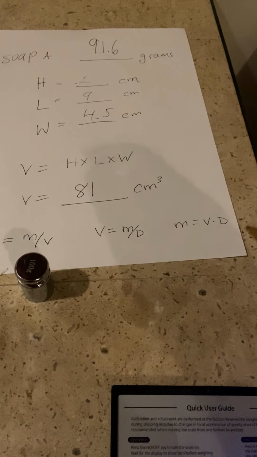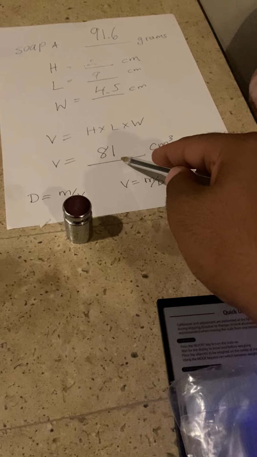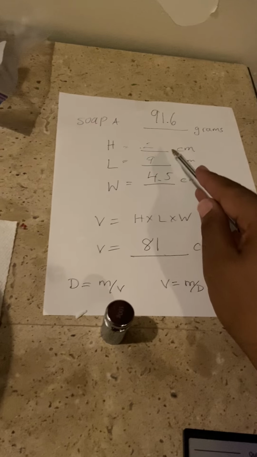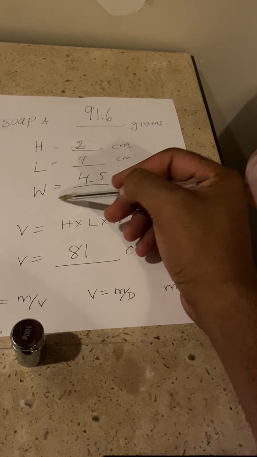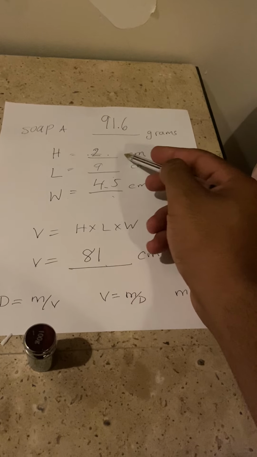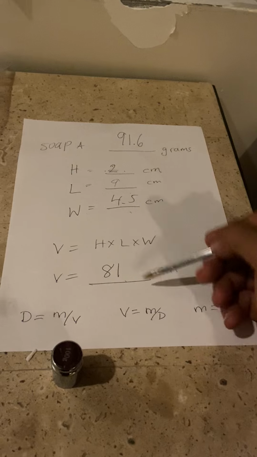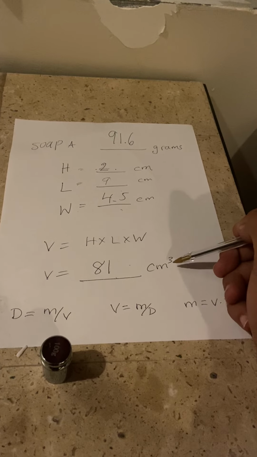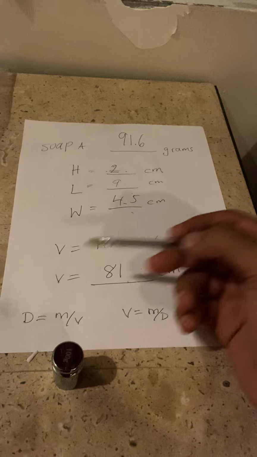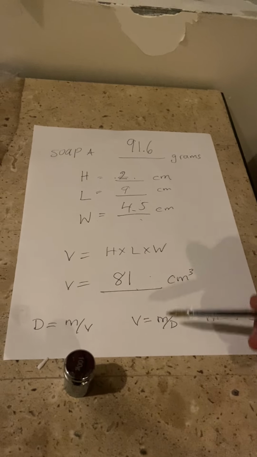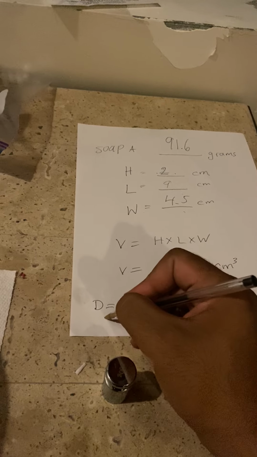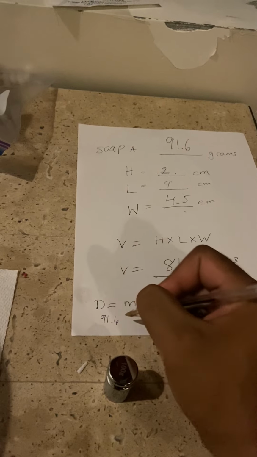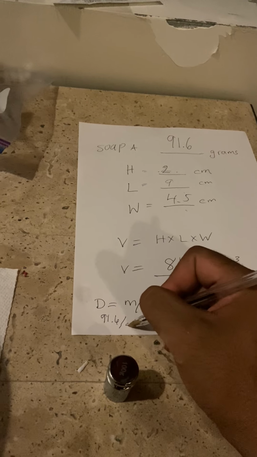and when I measured the length and the width and the height, I got 2 centimeters of height when I was on sideways. The length is 9 centimeters and the width is 4.5 centimeters. And when I multiply these, I get 81 centimeters to the power of 3. Okay, that means the density will be equal to 91.6 divided by 81.